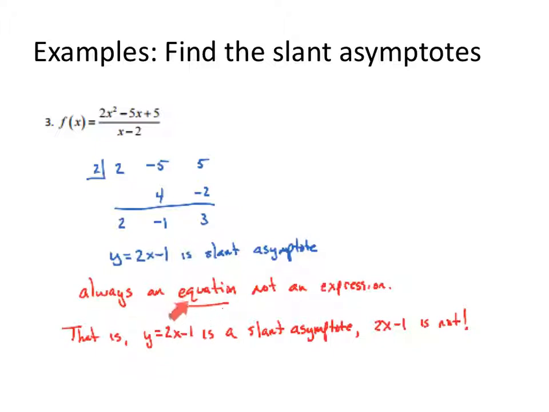Always an equation of a line. Never just an expression. 2x minus 1 is not an asymptote. It's a factor. y equals 2x minus 1 is a slant asymptote.